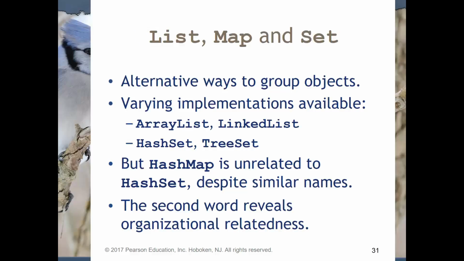List, map, and set. These are, again, just more things. You have an ArrayList and a LinkedList, a HashSet, and a TreeSet. HashMap is unrelated to HashSet, which is a common misunderstanding, despite the similar names. The second part of the name reveals the organizational relatedness, in other words, how it handles the data.